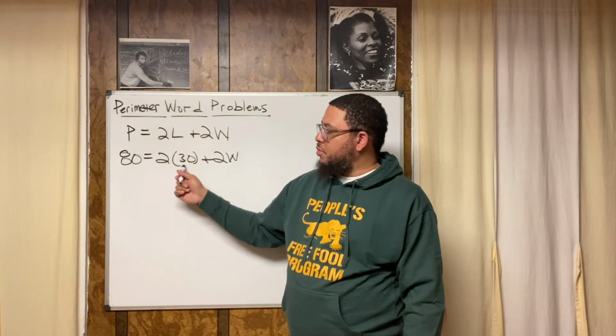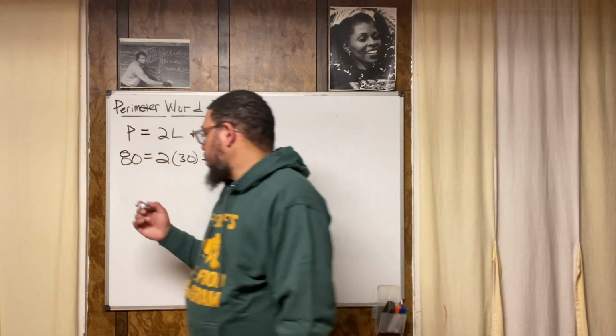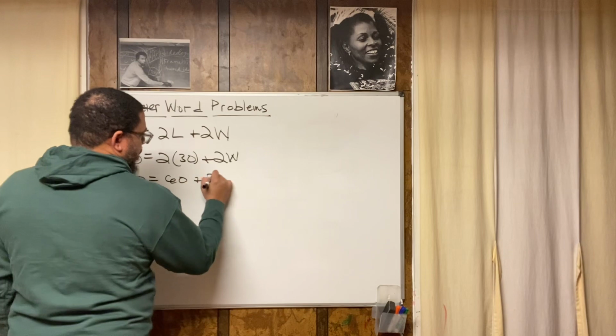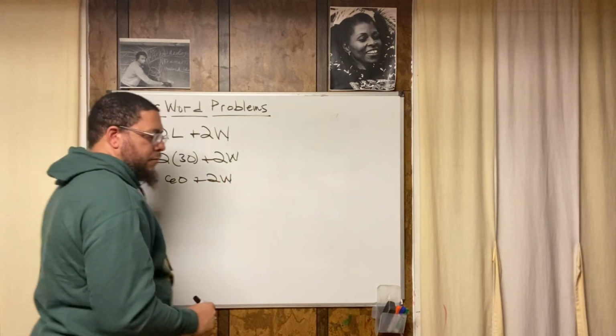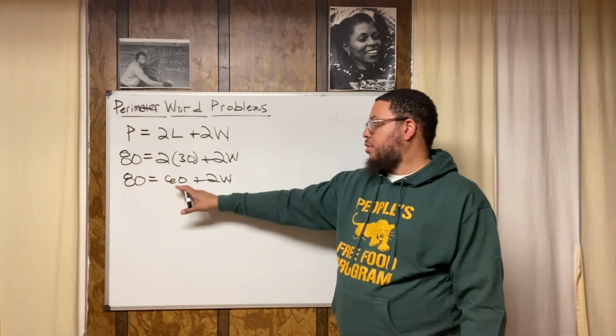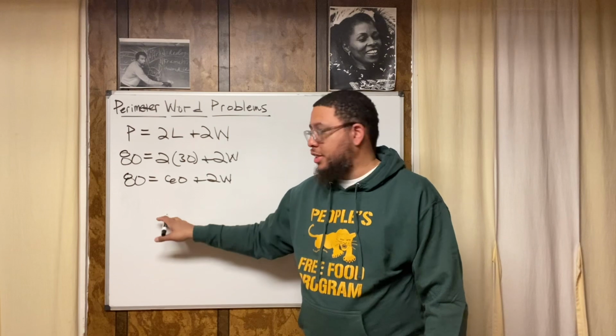First thing I'm going to do is simplify 2 times 30. I'm going to do that math and I'm going to get 60. So then I'm going to have 80 is equal to 60 plus 2W. Then I'm going to get rid of the 60. I've got to get rid of 60 and get rid of 2. The way I get rid of 60 is by subtracting 60 on each side.